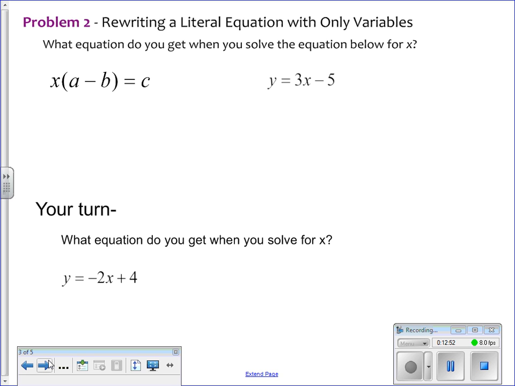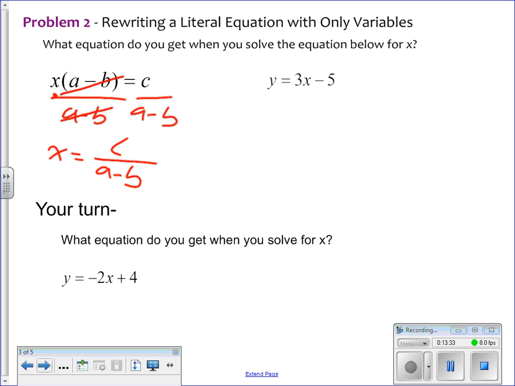Normally, when you see parentheses, what would you do? You would distribute, right? Don't do that here, because what am I trying to get by itself? I'm trying to get X by itself, which means I need to get rid of whatever else is there. When I have X with the parentheses, that means X times whatever's in the parentheses, right? Because that's what you do when you distribute. So here's what I do. Divide both sides by A minus B. Look what happens. My A minus B's cancel each other and I get X equals C over A minus B.